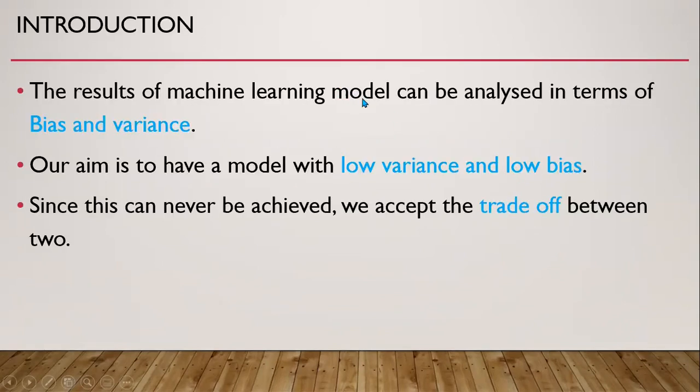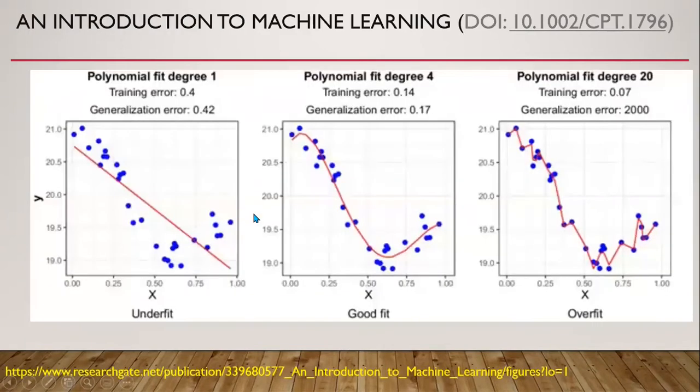The results of a machine learning model can be analyzed in terms of bias and variance. Our aim is to have a model with low variance as well as low bias. Since this can never be achieved, we accept the trade-off between the two, that is, bias and variance.